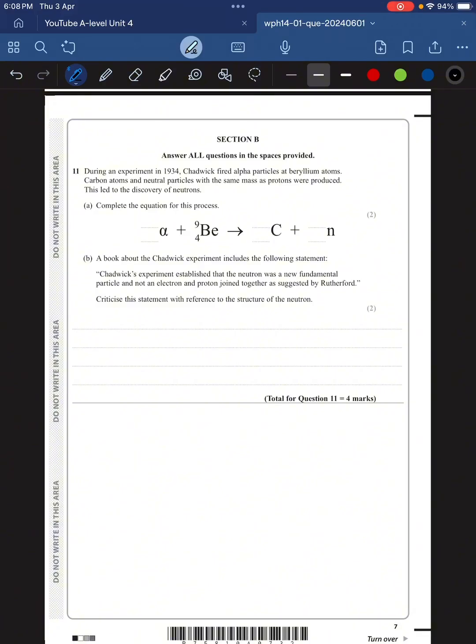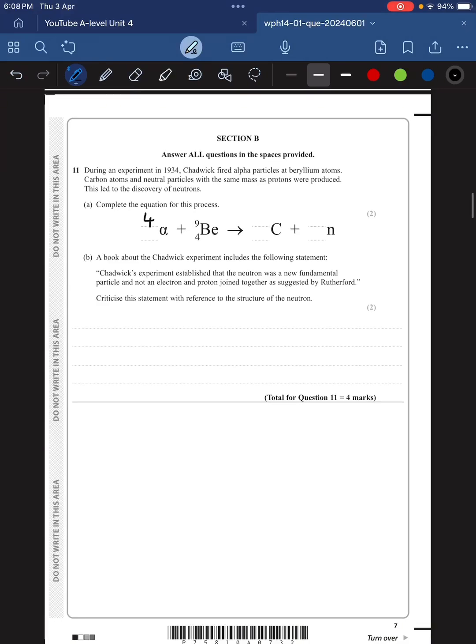So let's read question 11. During an experiment in 1934, Chadwick fired alpha particles at beryllium atoms. Carbon atoms and neutral particles with the same mass as protons were produced. This led to the discovery of neutrons. We discussed this in the video where we talked about nuclear reactions, I think, so you might want to look into that anyway. So complete the equation for this process.